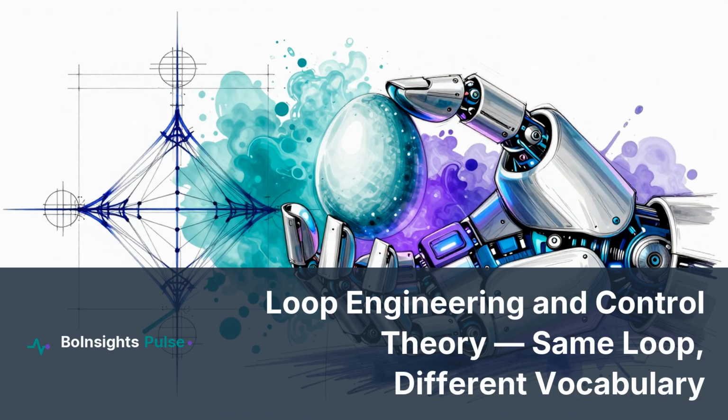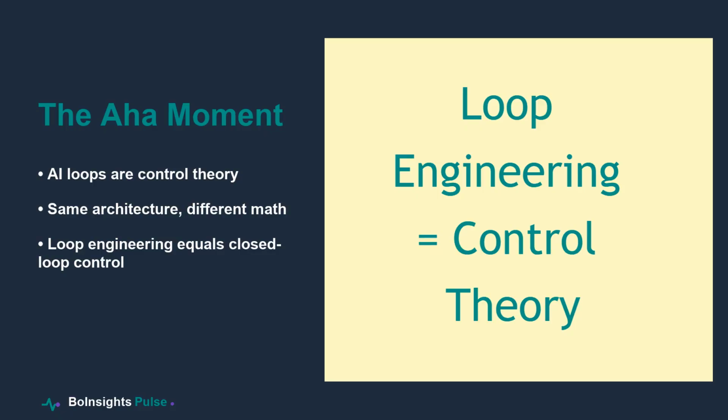I spent years studying control theory, negative feedback, PID controllers, stability margins. When I started building AI agents, the terms were different. Agent loops, iteration budgets, tool use cycles. It sounded like new territory. Then after 3 months of daily use, I realized loop engineering is just closed loop control theory. The math is different, but the architecture is identical.